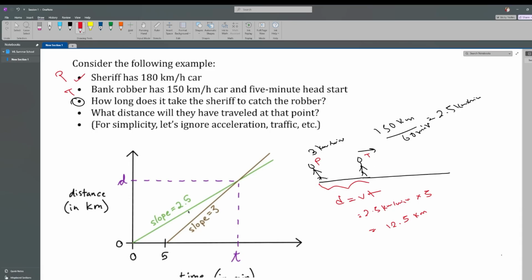Now assume that they are in this stage, and there is a stopwatch, and a person is monitoring it, saying, let's see how much time it takes for the sheriff to reach and catch the thief. So he starts counting the time, right? So we are assuming the time.